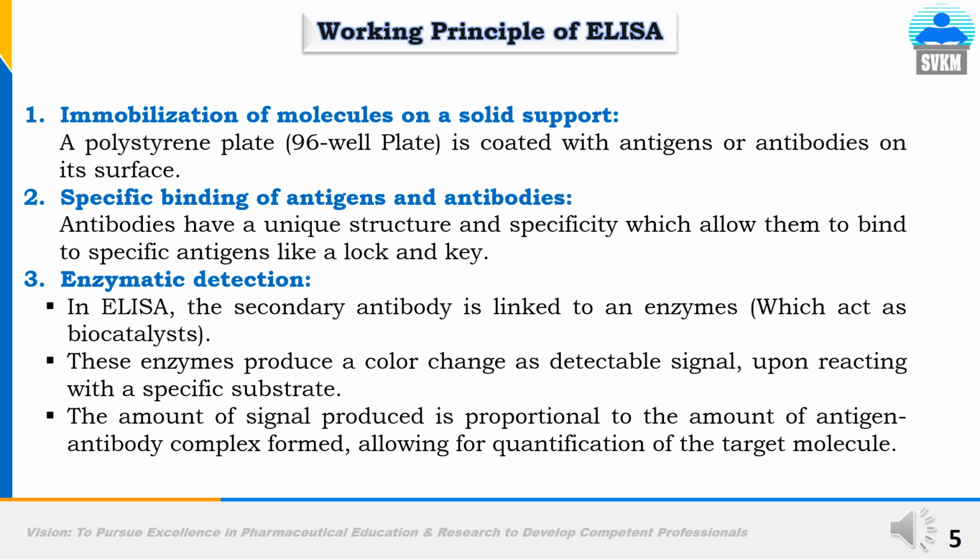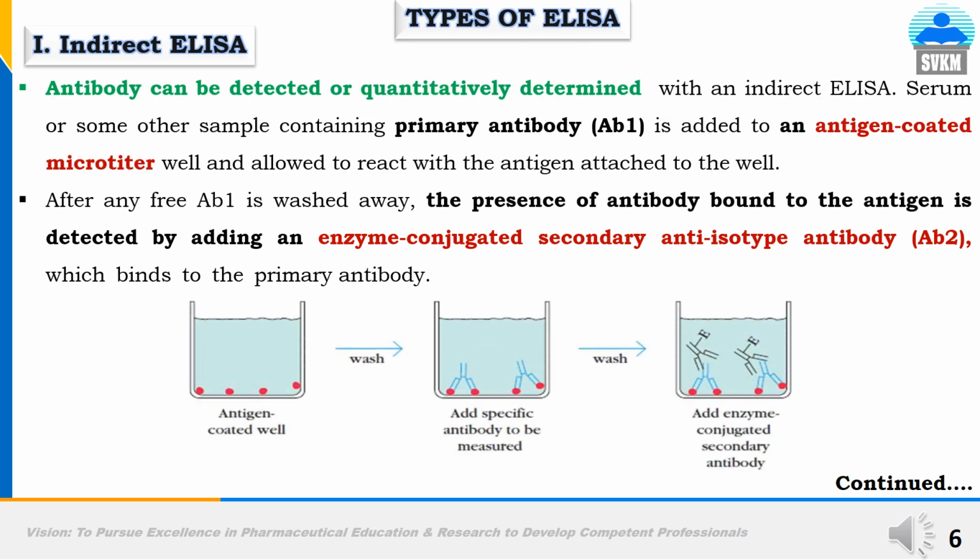Now, when we introduce the substrate specific to the enzyme, there will be a reaction between the enzyme and substrate, which will generate a colored product. This colored product is measured in terms of absorbance by spectrophotometric plate readers, and this absorbance is directly proportional to the amount of antigen antibody complex and in turn the concentration of target molecule. Now let's understand the working principle of ELISA by studying different types of ELISA. First, we discuss indirect ELISA.